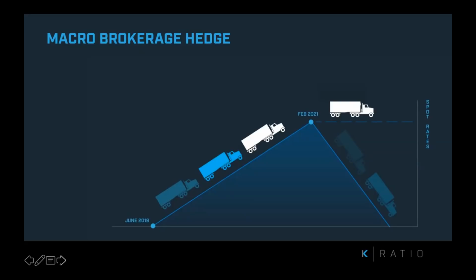So as those rates move up over the next year and a half, what a broker could do in a macro hedge, if they are exposed to spot rate volatility, is initiate coverage that says, when the rates are inflated, I really like the way my business profitability performs. They can take a short position here at February 2021. And this is just as an example.